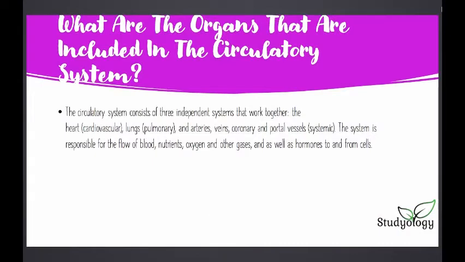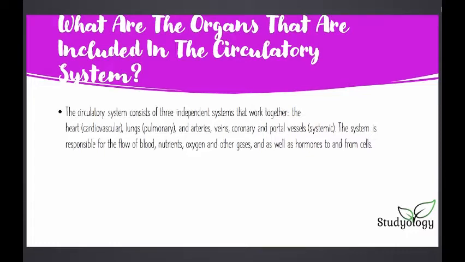The circulatory system consists of three independent systems that work together. The heart, or you can say the cardiovascular. Do you know why it is called cardiovascular? Because the heart contains cardiac muscles. You can see the heart itself is a cardiac muscle. So that is why it is called cardiovascular.